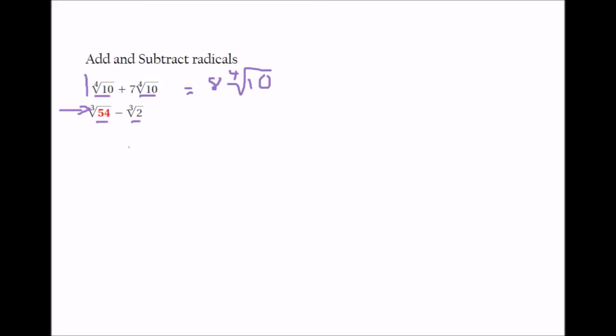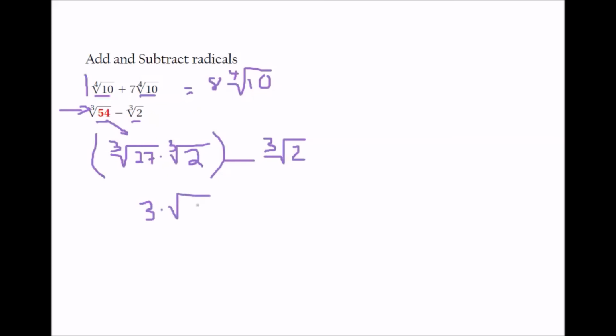So the cube root of 54 is really the cube root of 27 times the cube root of 2 minus the cube root of 2. So I broke that up into two parts, 27 times 2. The cube root of 27 is 3 times the cube root of 2. Now we can combine them. 3 cube root of 2 minus 1 cube root of 2 gives us an answer of 2 cube root of 2.